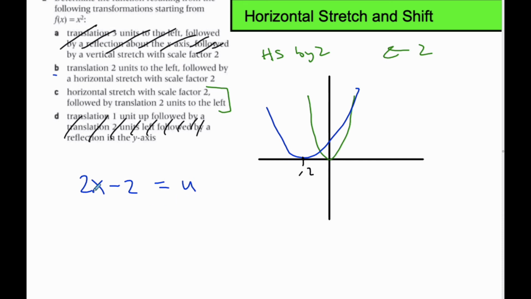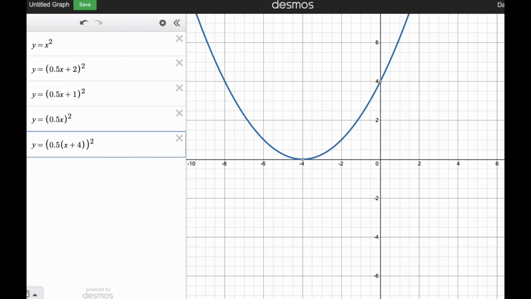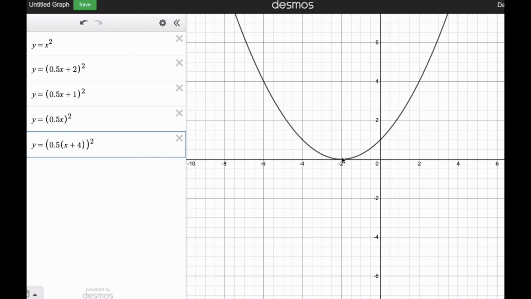Here's my image. So solving for x, I get 2x is equal to u plus 2. And so x now is equal to 1/2 u plus 1, dividing both of them by 2. And so my new equation will be 1/2 x plus 1 squared, because u is my actual x value. And so if I try that over here in Desmos, I've typed it in here already. This one here has been shifted over 2, and it's the one that is wider than before. And so it took that red graph and shifted it over to the right.